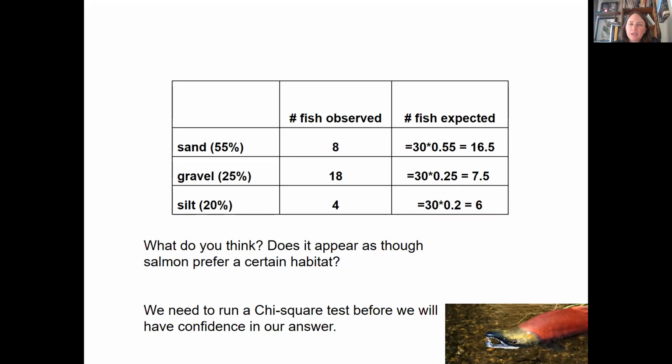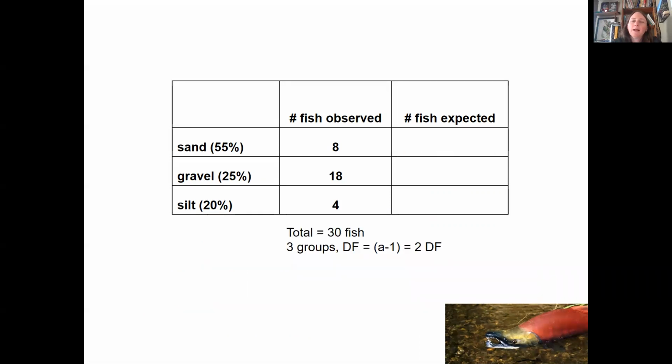So what do you think? Does it appear as though salmon prefer a particular habitat? You can compare the observed to expected values, right? It looks like they might prefer the gravel habitat, but we'd need to run a chi-square test before we have confidence in our answer. And there's one thing back here.